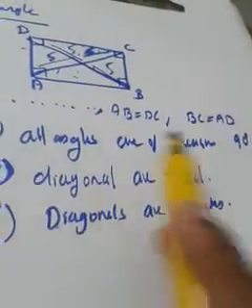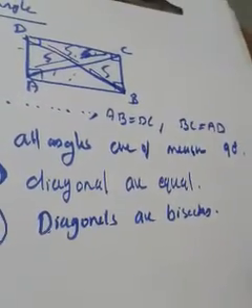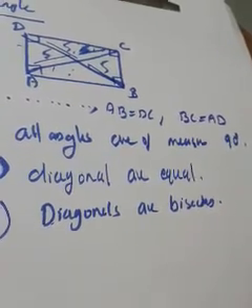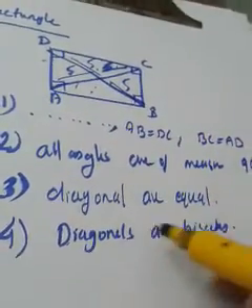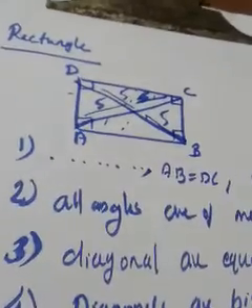No need to learn the properties by heart. Just understand the meaning. Let it be. Okay. That is enough. No need to learn these sentences by heart. Okay. So that is the property of a rectangle.